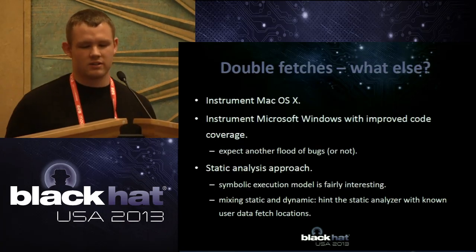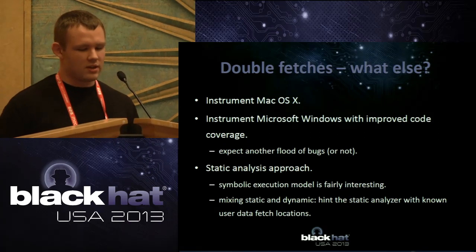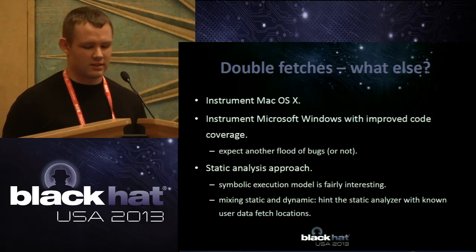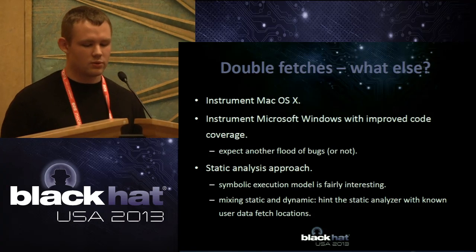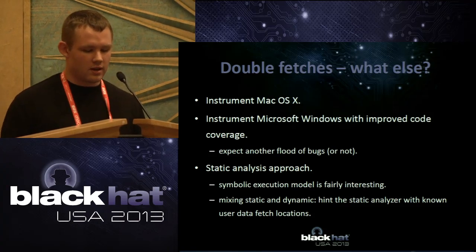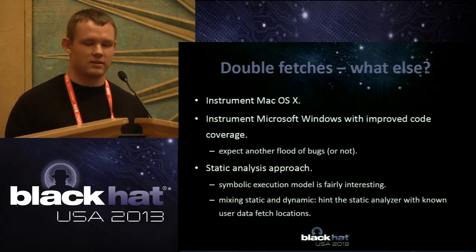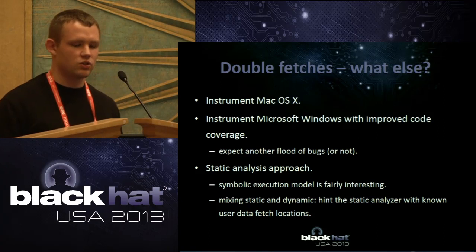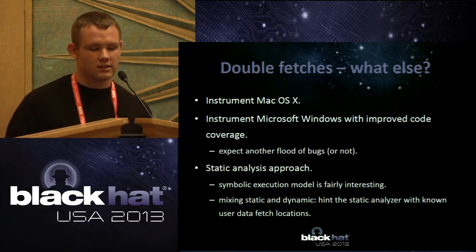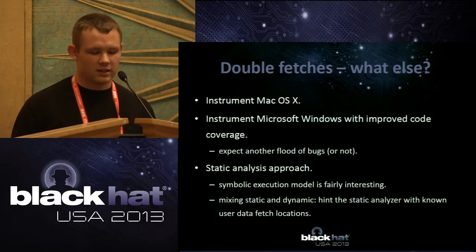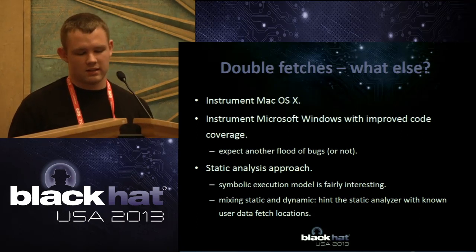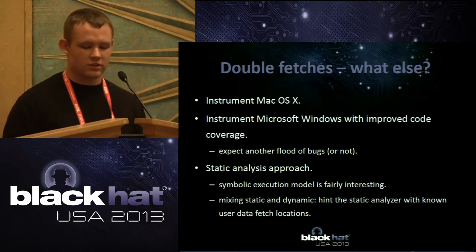When it comes to double fetches themselves, there are some other things that we can do, like instrument Mac OS X and improve the coverage for Windows, which I already mentioned. And one other interesting thing that we could do for double fetches specifically is try to approach them with static analysis instead of dynamic analysis. The symbolic execution model is fairly interesting for that.